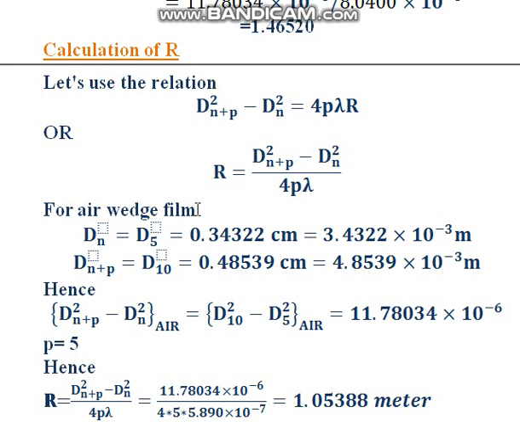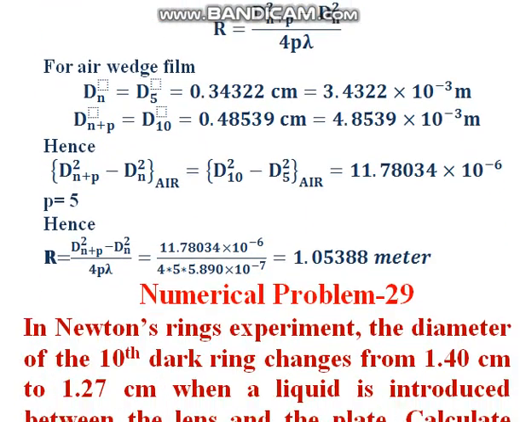Now for the air film, you may also calculate the same radius of curvature by using the liquid medium. However, here we are using the air film. So D_5 is given, D_10 is given, and the square difference is already calculated in the upper portion of the numerical, and p, the gap between the orders, is 5. Let's put the values and you may obtain the radius of curvature as 1.05388.